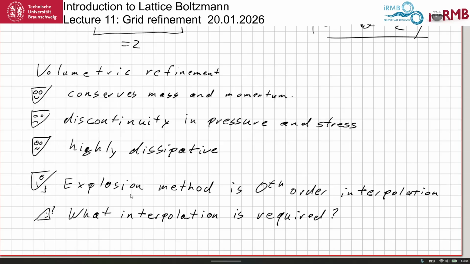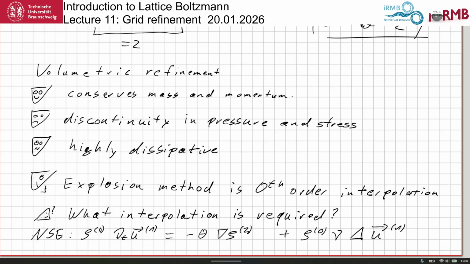I mean, of course, it depends on what you want to transfer. Navier-Stokes, in our format, the way we solve it: we have rho to the zero order times the material derivative, which I don't want to write out, of u to the first order, minus theta rho second order, plus rho zero order nu, and here comes a Laplace operator on u to the first order. So this is the way we solve the Navier-Stokes equation.